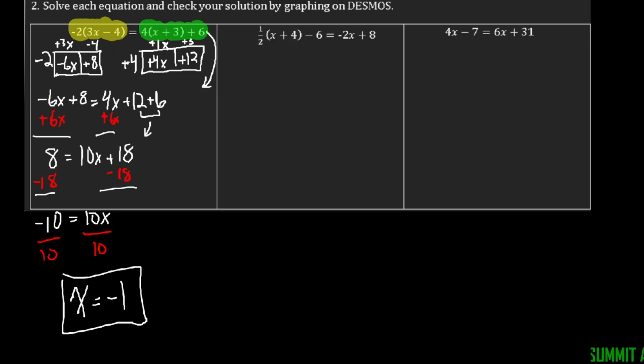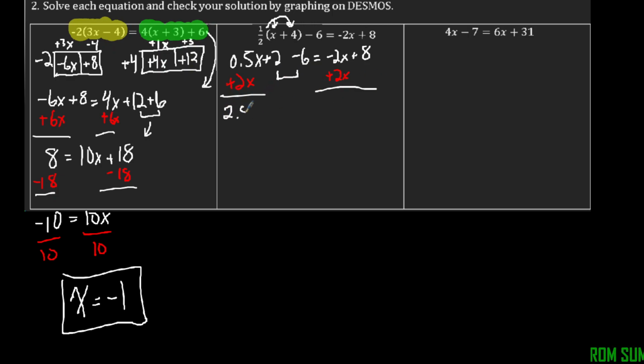Alright, so now for these two, I'll walk you through this one. I can multiply each of the terms inside the parentheses by 1/2. So this is going to be 0.5x plus 2, and I have minus 6 equals, and then the right side stays the same because we didn't do anything to it. Then I'm going to add 2x to both sides to get the variables on one side. And I can also combine these two, that way I can save a step. So now I have 2.5x minus 4 equals 8. Add 4 to both sides, and we'll have 2.5x equals 12.